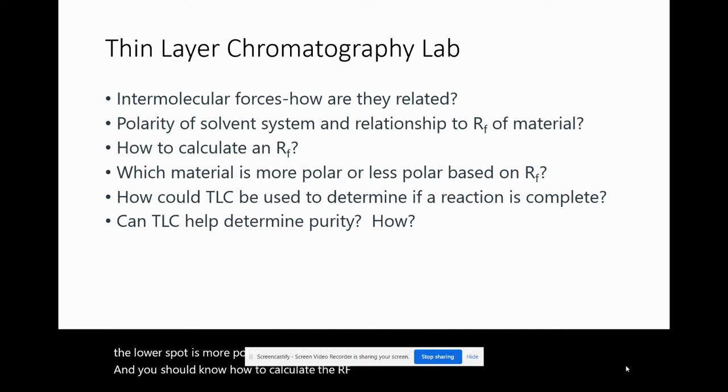That's the distance traveled from the origin, which is the line that you draw on the bottom, to the solvent front line, the top of the plate, how far it could have traveled. And that's always going to be represented as a decimal.